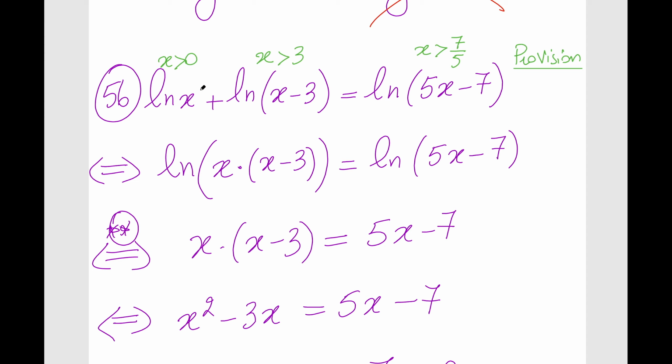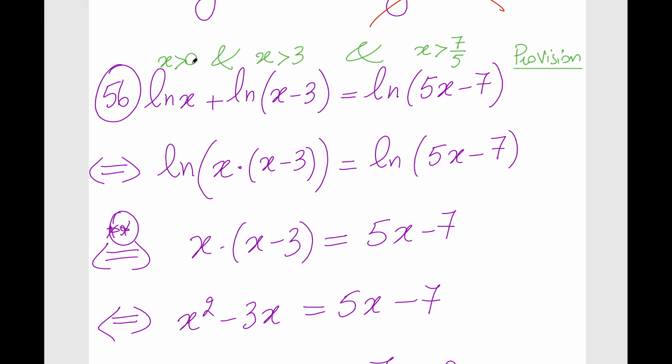Okay. Well, for all of these to be meaningful, this has to work, this has to be verified, and this one has to be verified. Yes? So all of these three inequalities have to be verified so that this equation is meaningful.